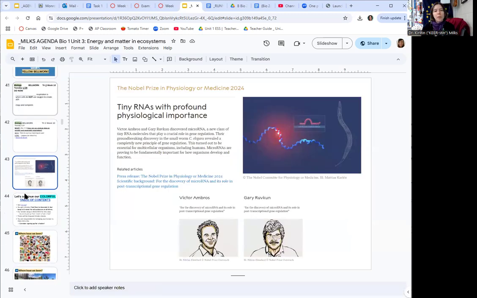One thing I like to share with people are the Nobel Prizes in medicine. So the Nobel Prizes come out in October. And this year, they actually gave the Nobel Prize, this big fancy prize in medicine, for thinking about messenger RNAs, tiny little RNAs that help turn messenger RNAs on and off. So that was pretty cool.